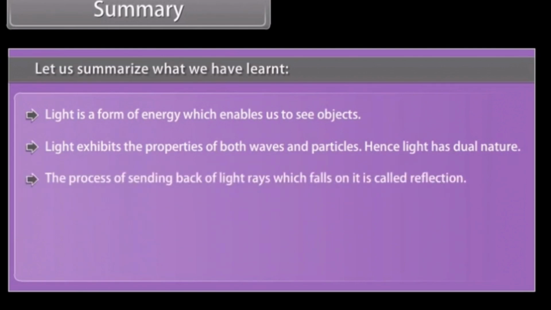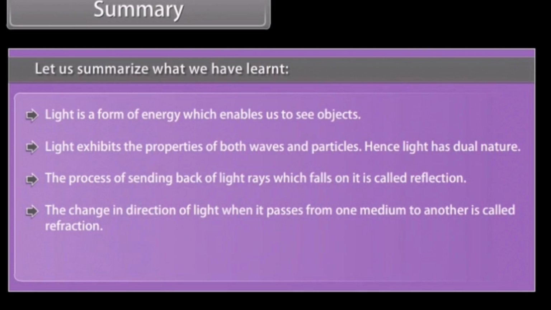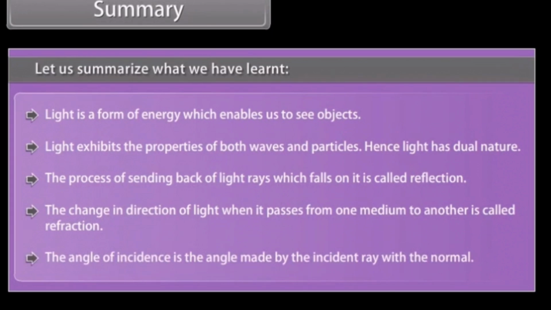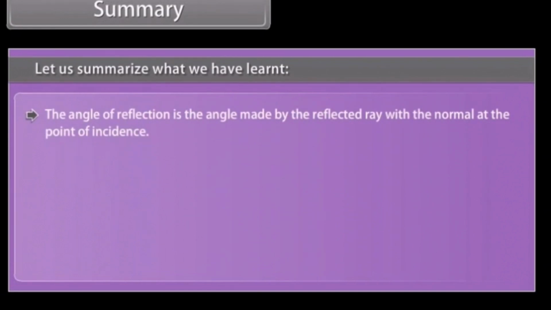The process of sending back of light rays which falls on it is called reflection. The change in direction of light when it passes from one medium to another is called refraction. The angle of incidence is the angle made by the incident ray with the normal. The angle of reflection is the angle made by the reflected ray with the normal at the point of incidence. The angle of incidence is equal to the angle of reflection.